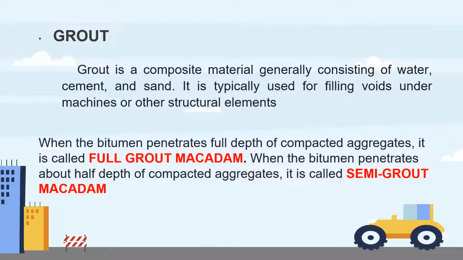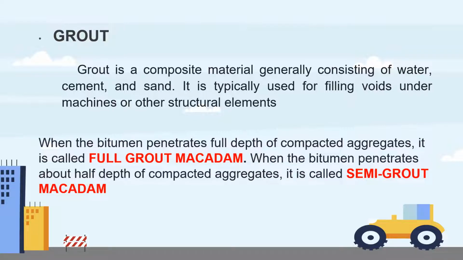Bituminous penetration macadam or grout is used as a base or binder course. The bitumen penetrates into the voids from the surface of the compacted aggregates, thus filling up a part of the voids and binding some stone aggregates together. When the bitumen penetrates the full depth of compacted aggregates, it is called full grout macadam. When the bitumen penetrates about half the depth of compacted aggregates, it is called semi-grout macadam. The coarse aggregates are first spread and compacted well in a dry state, and after that the bituminous binder of relatively high viscosity is sprayed in fairly large quantity at the top. That is the summarization of this item.